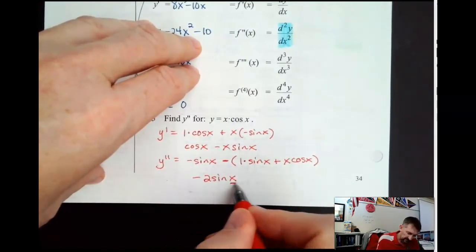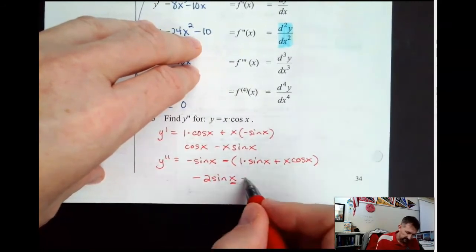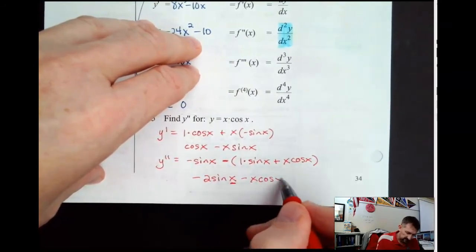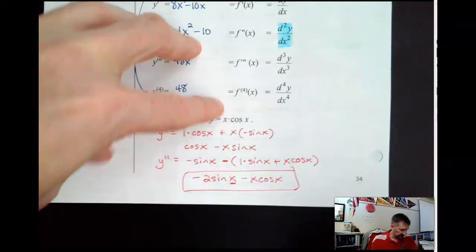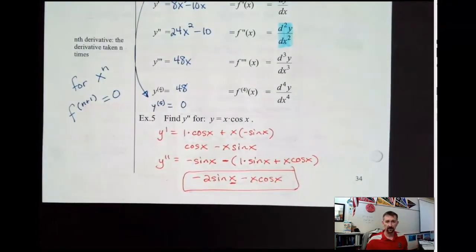Don't forget the angle in there. And then minus x cosine x. And there's not really anything we can do with that, no simplification.